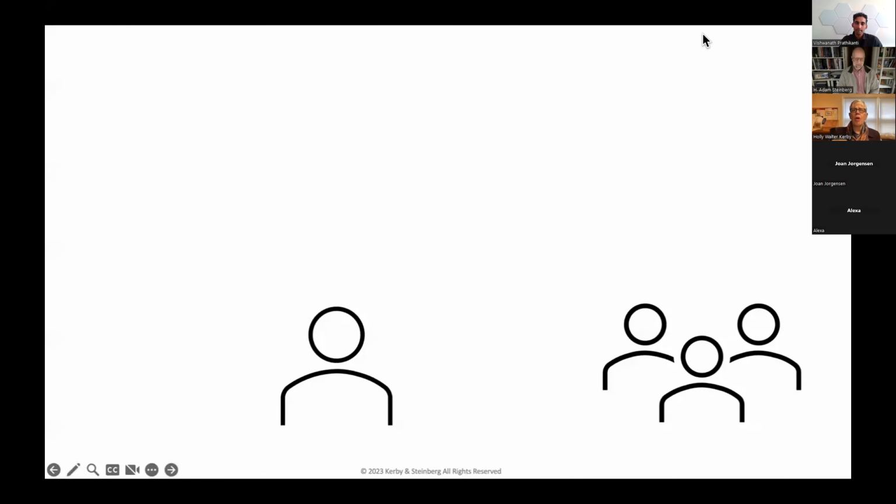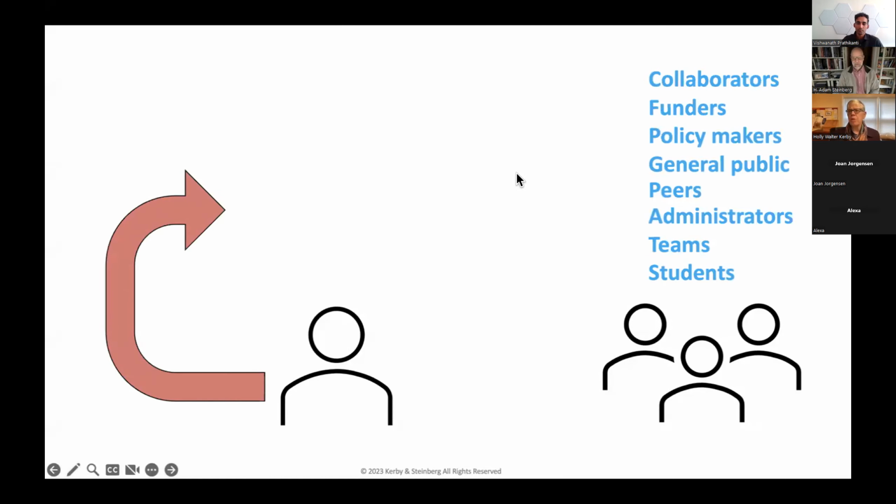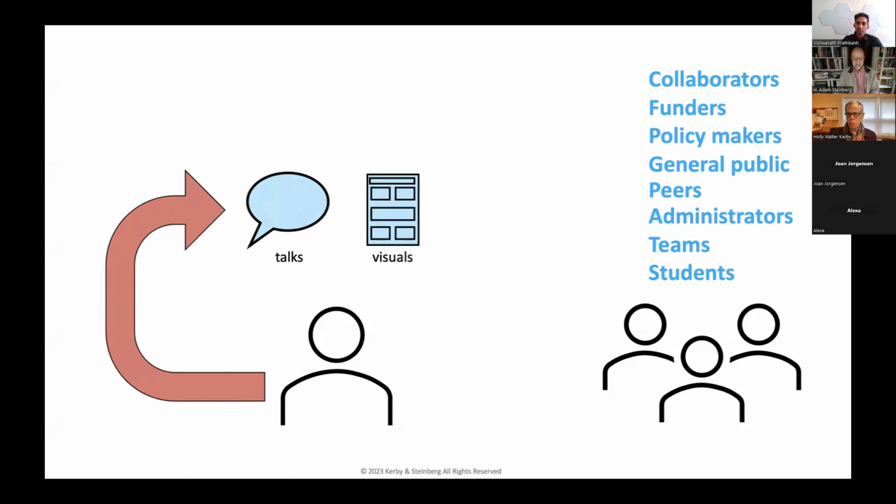audiences of all sorts. They might be anywhere from collaborators to the general public to funders, teams, anybody. And generally, the way we do this is that we create various communication products, and they really kind of sort out into two categories: talks and then visuals.